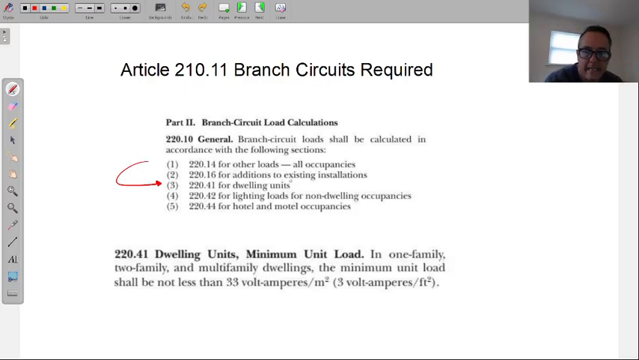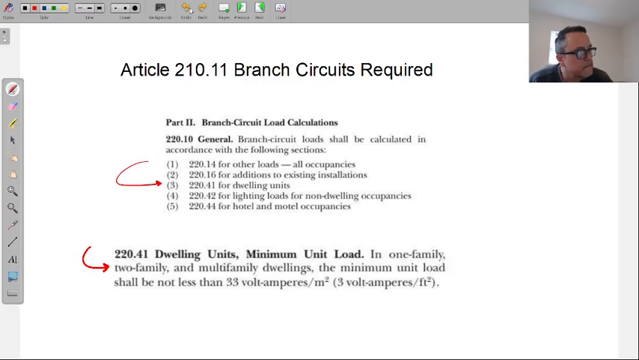So the one we're going to look at today is that one, 22041, which I have right here below. And whenever you are going to start a load calculation for a house, this is the first calculation you make. All right, this is the first calculation you make, which says, if we read the article here, in one family, two family, and multifamily dwelling units, we're only going to do one family dwelling units, just as our examples.